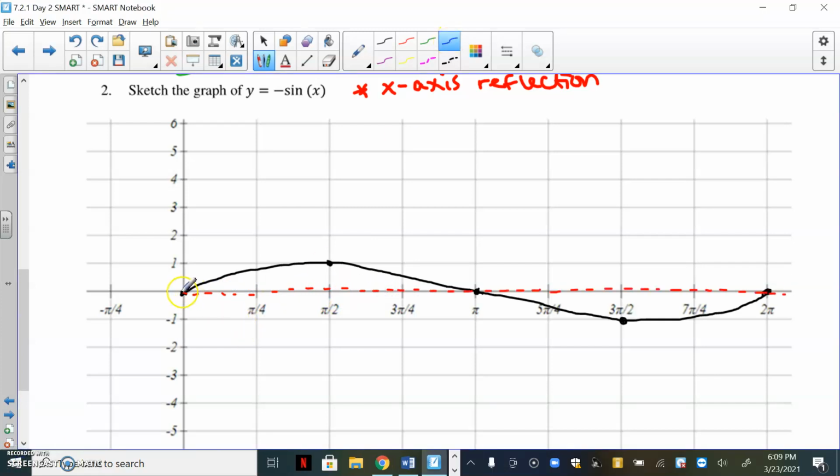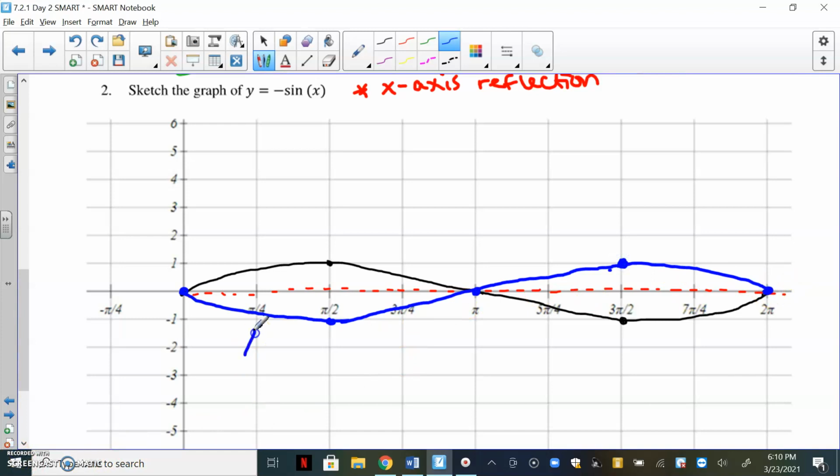Look at my points. The ones on the midline won't move, but the ones above will go 1 below, or however many the amplitude is. 0 again doesn't change. 1 below turns into 1 above, and 0 doesn't change. So you can draw your curve. And this is my final graph, the blue one. Okay, just a flipped version of my original parent.